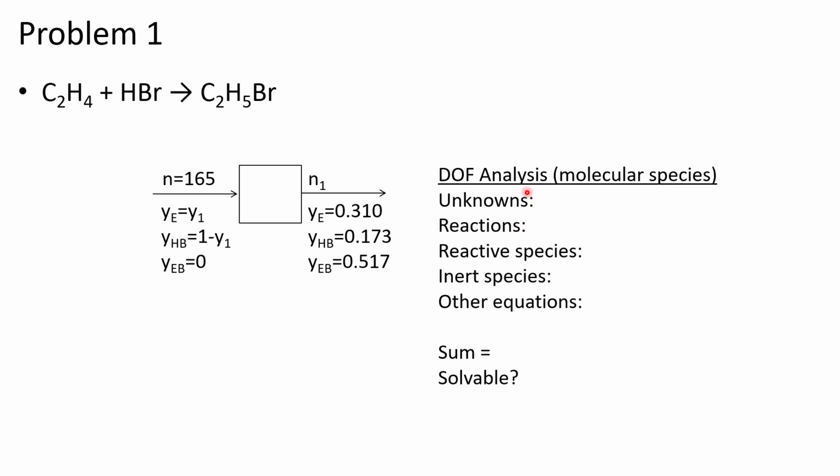Those will be things we add together. And then we'll subtract off the next 3 items from that to see if there are any degrees of freedom left. I would take a moment now and try to fill in this table and see if you can show that there are no degrees of freedom, that when we sum up the unknowns and reactions and subtract off the reactive species, the inert species, and other equations, that we end up with a sum of 0. I want you to take a moment now, pause the presentation, and try to do this on your own.